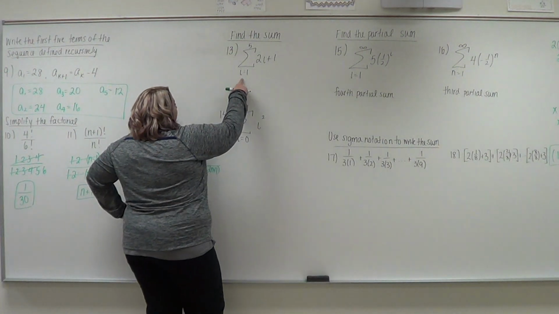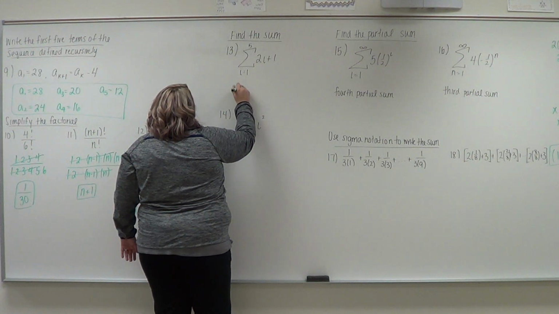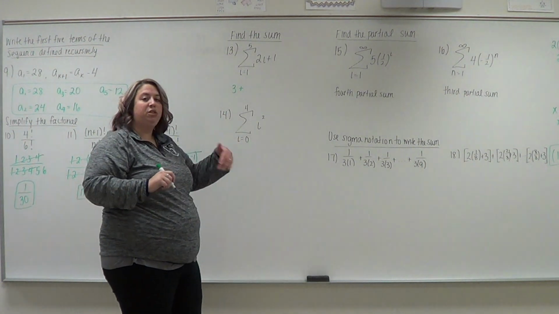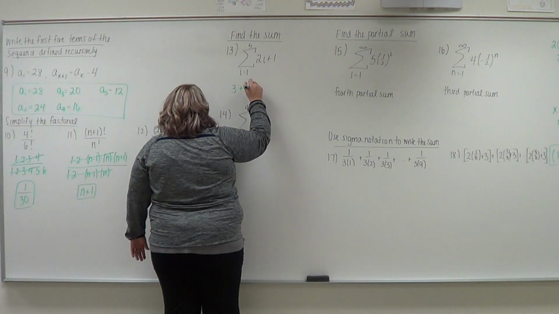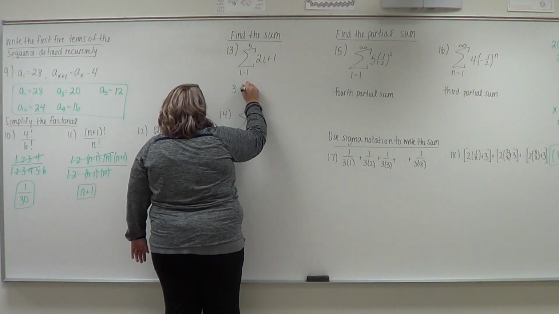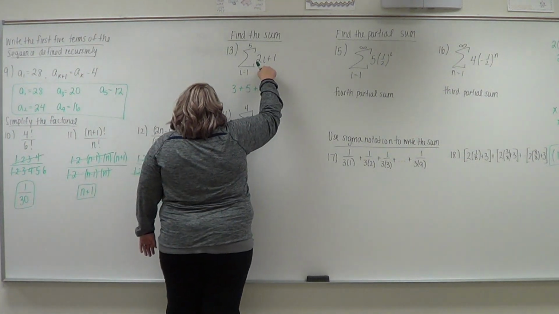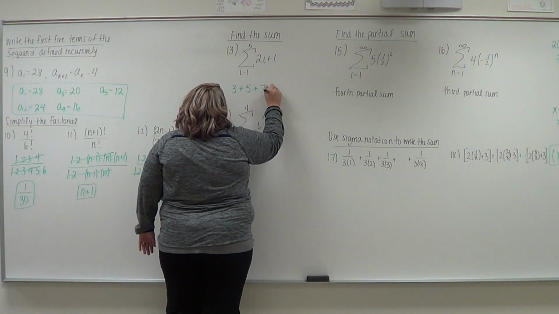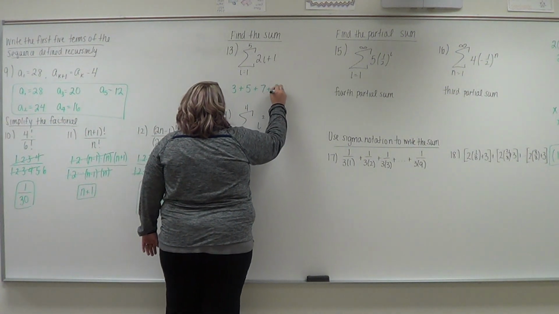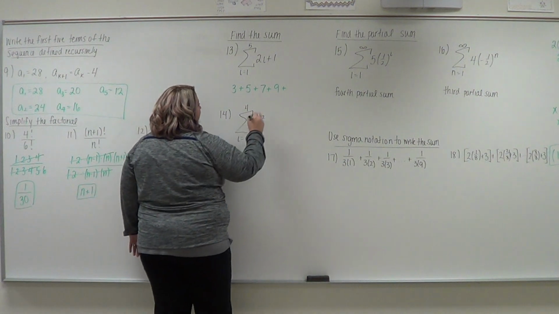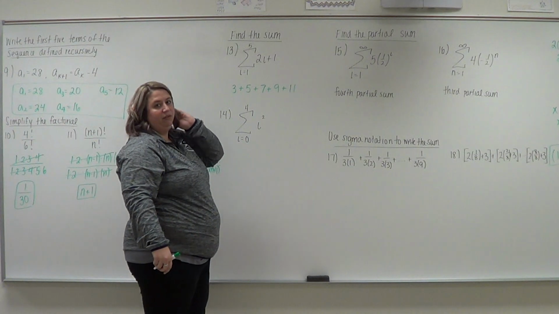So if I start with the bottom number, I plug in 1. 2 times 1 is 2, plus 1 is 3. Then I'm going to plug in 2. You always just plug in the integers. So if I plug in 2, 2 times 2 is 4, plus 1 is 5. Then I'm going to plug in 3. 2 times 3 is 6, plus 1 is 7. Then I'm going to plug in 4. 2 times 4 is 8, plus 1 is 9. Then I'm going to plug in 5 and I get 11. And then I'm going to stop because the top says the last number we plug in is 5.